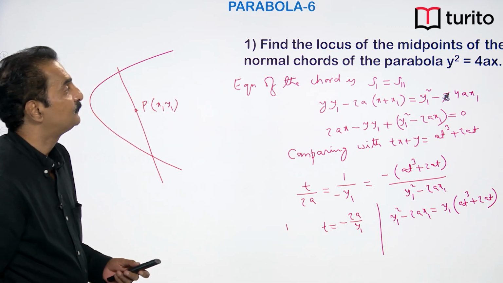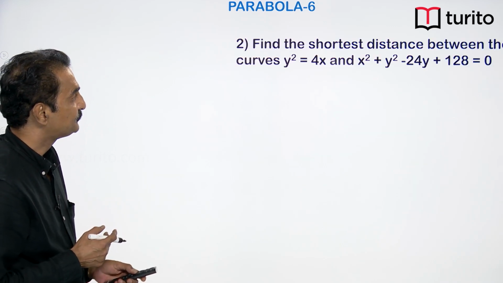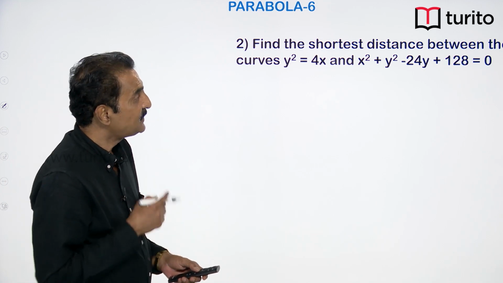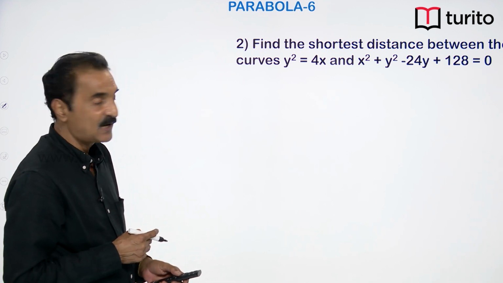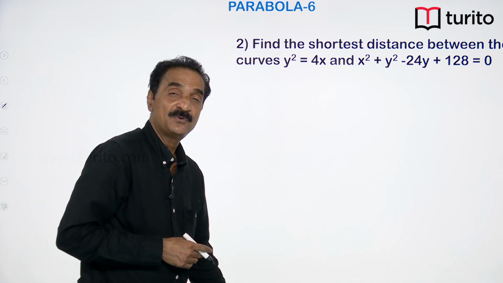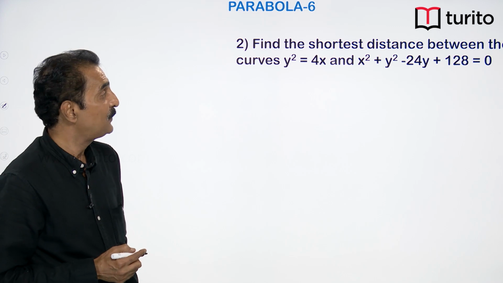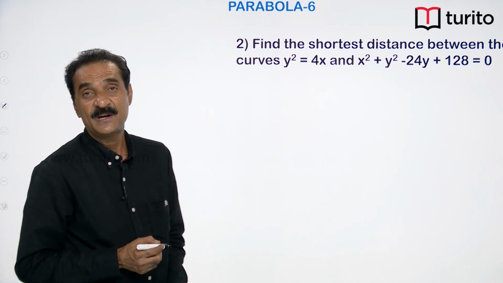Now, another question. Find the shortest distance between the curves y square is equal to 4x and x square plus y square minus 24x plus 128 is equal to 0.